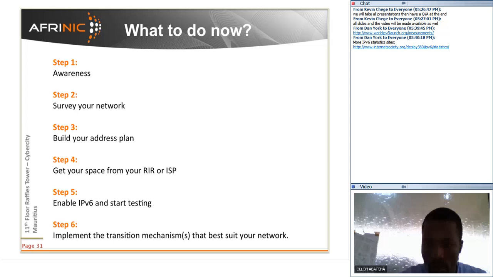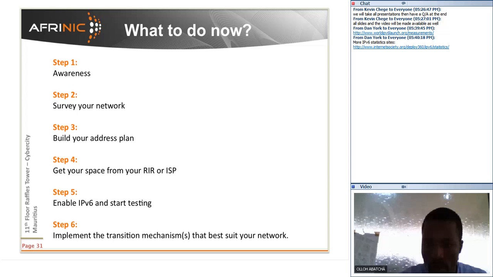Step 4, okay, so I kind of said step 3 and step 4 together. Once you do your plan, you need to get your resources from either AFRINIC, or if you're dialing in from another continent, from whichever area you belong to, or your ISP. If you do not qualify to get space directly from AFRINIC because your organization size is too small as an end site, or your service provider cannot qualify in one of the different membership categories, then you need to get it from your ISP, and your ISP gets it from AFRINIC.